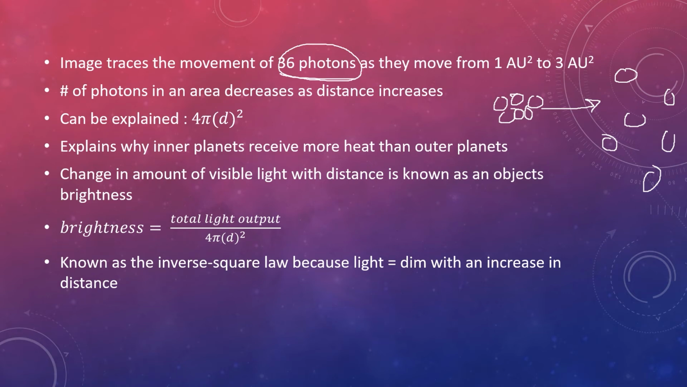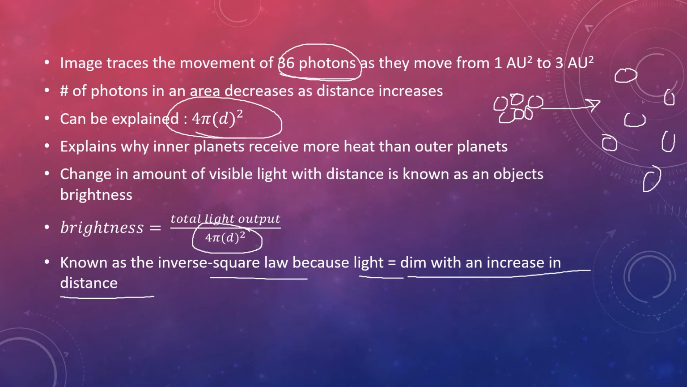And this can be explained with 4 pi d squared. This explains why inner planets receive more heat than outer planets, and the change in amount of visible light with distance is known as an object's brightness. Brightness is the total light output divided by 4 pi distance squared. This is known as the inverse square law because light becomes dimmer with an increase in distance. So because these photons, remember, light happens as both a wave and photons.